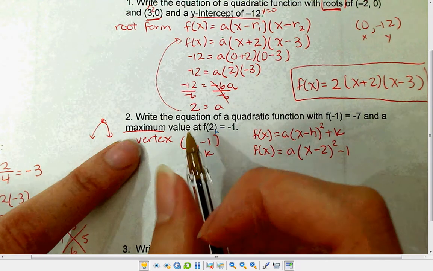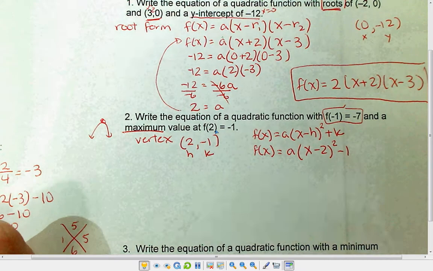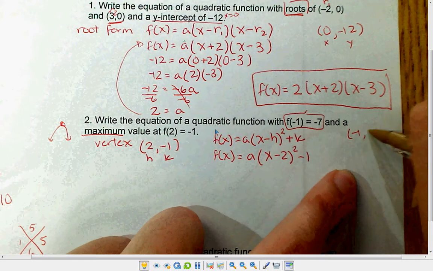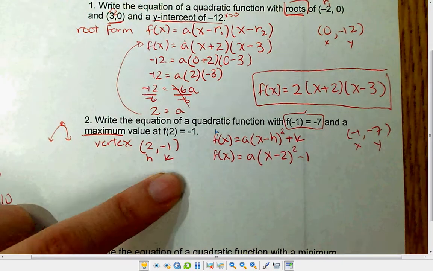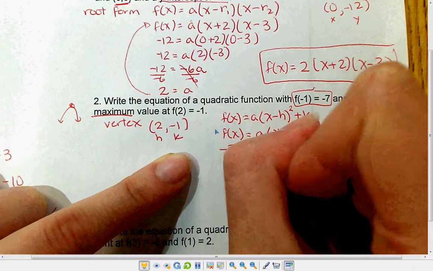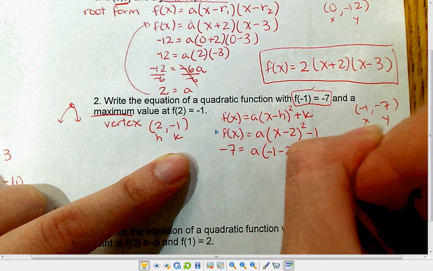And now we're going to use our other piece of information, which is this one. So they gave us another point. So much like our last one, we have an x and a y here. Negative 1, negative 7. Here's my x and here's my y. I'm going to plug these numbers in so that I can solve for a. So my y is negative 7, we don't know what a is, and I'm going to plug in negative 1 for x.